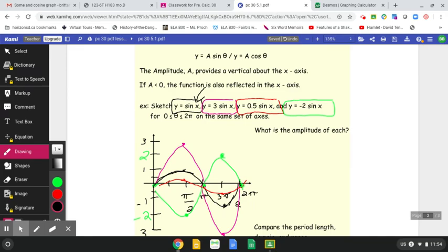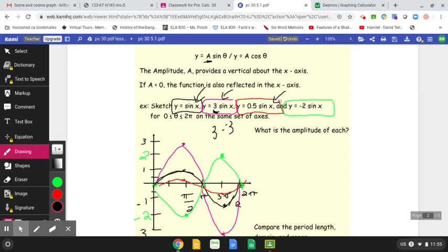Then in terms of different values of A, in this pink graph, A is 3. You guys see that? The A always comes in front. So when A is 3, all that means is that your highest peak is now 3 and your lowest peak is now -3. So I put my highest peak at 3 and my lowest peak at -3, and then I drew my graph.